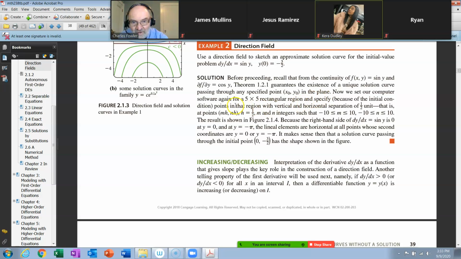Now we set our computer software for a 5 by 5 rectangular region, where we specified, because of the initial condition, points in that region with vertical and horizontal separation of about 1/2 unit. Wow, thank goodness they're using a computer. There would be an awful lot of calculations. That is, at points mh and nh, where h is equal to 1/2, and m and n are integers ranging from minus 10 to plus 10.